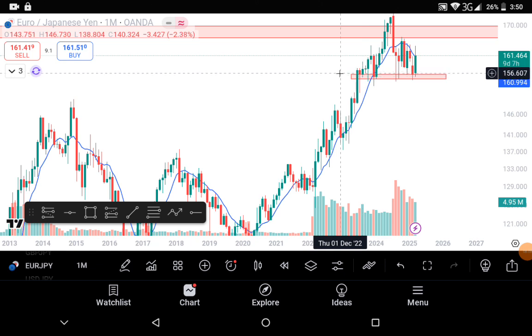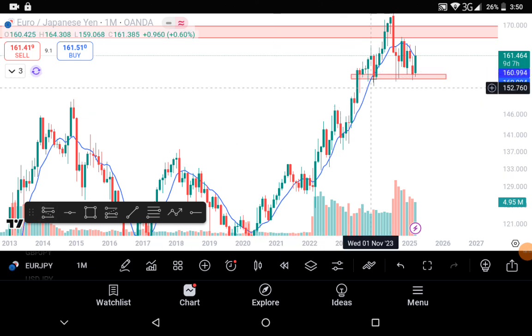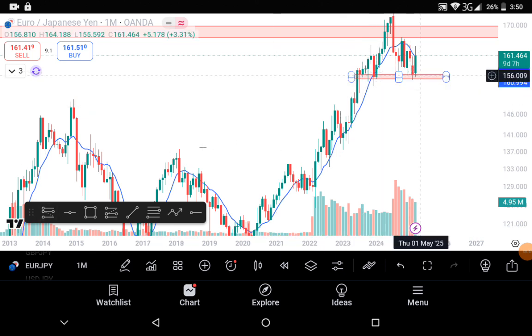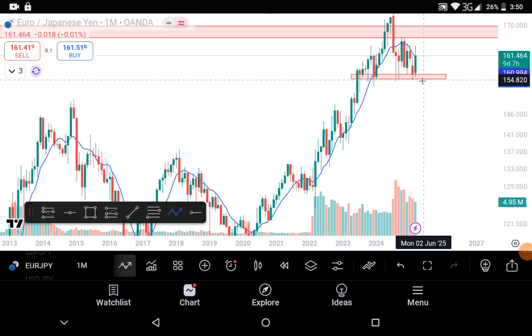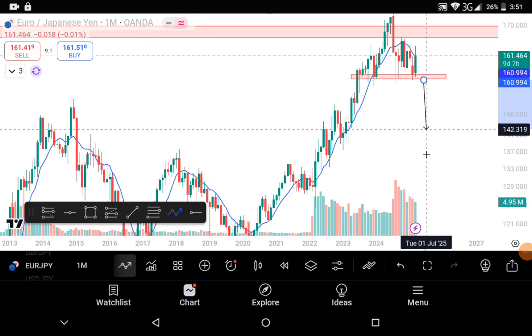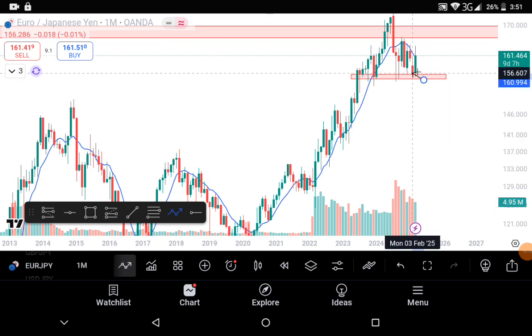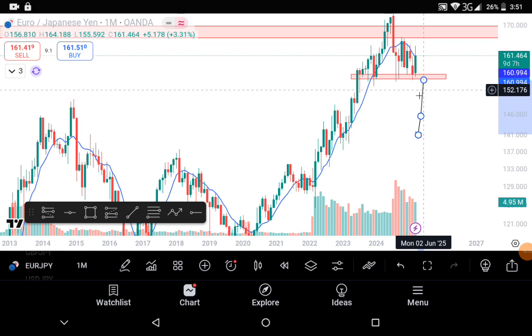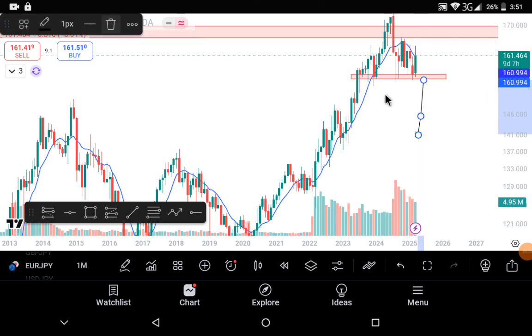So anything that makes this support zone break down, know that it's going to dump all the way down. If the market closes below here, then know it's going to dump all the way down. So that is that. First of all, we're in the support zone. So even if here is a resistance, we know that here is support.